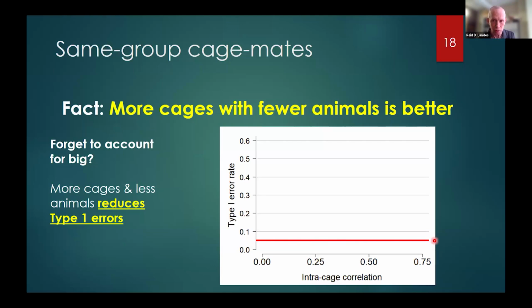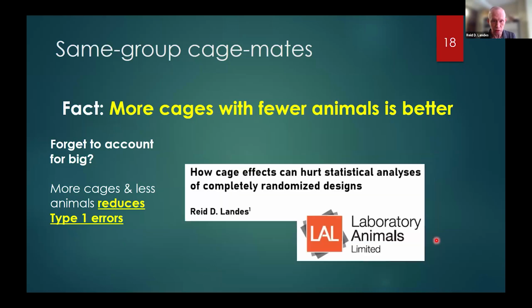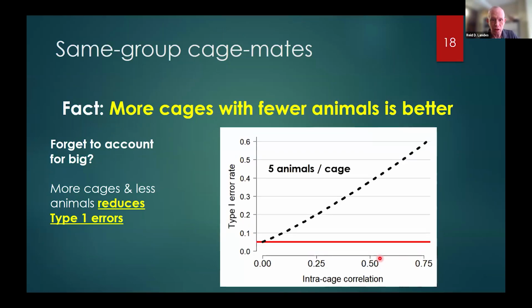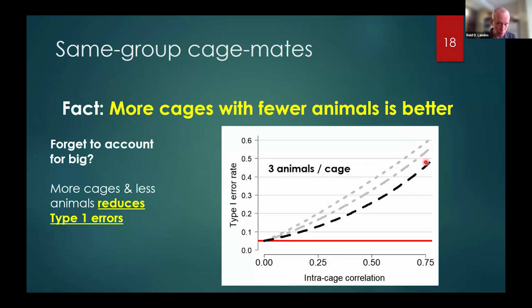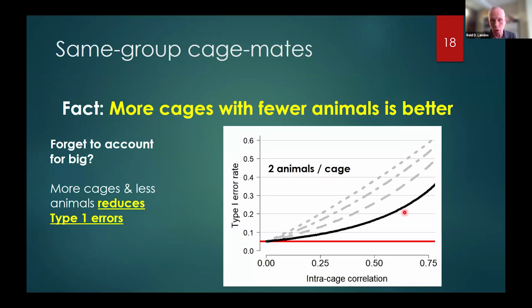And it doesn't matter what my intra-cluster correlation is. If I'm using the right analysis, the type 1 error rate is going to be the same as my significance level. But if I use the wrong analysis and I have 5 animals per cage, that type 1 error is going to increase as that correlation increases. If I have 4 animals, that type 1 error rate goes down a little bit, 3 animals, 2 animals. So if I inadvertently use the incorrect statistical analysis, but I have more cages with fewer animals per cage, it can reduce my type 1 error. That's when I'm using the incorrect statistical analysis. Hopefully we'll refine and account for those cages in our analyses.